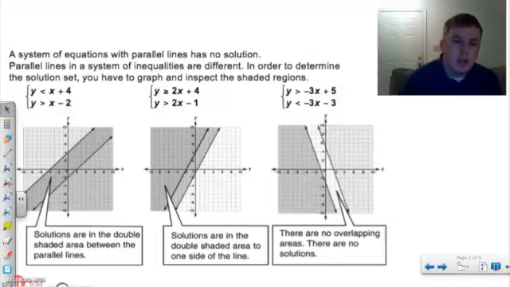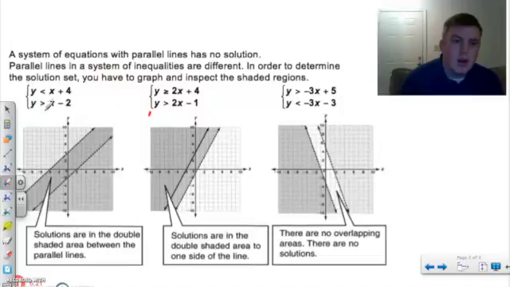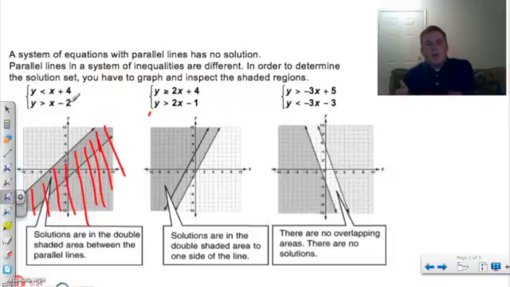So let's just take a look at a couple of examples we have outlined here. In this first system of inequalities, we have y is less than x plus 4 and y is greater than x minus 2. Now notice with y is less than x plus 4, that's our line right here, that our inequality is less than. So I know it's kind of hard to see with the different grays shaded, so I'm just going to highlight this in red so we can see where that area was.